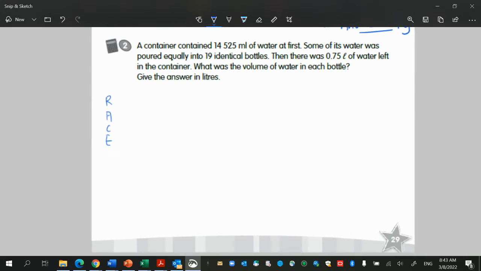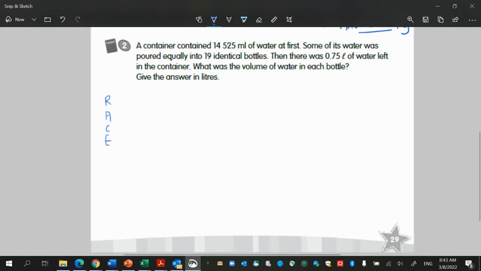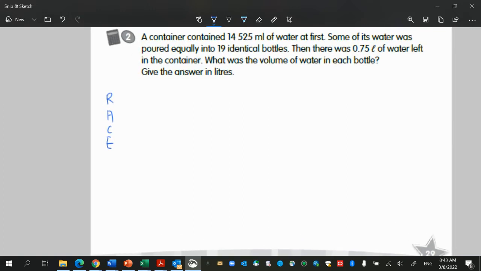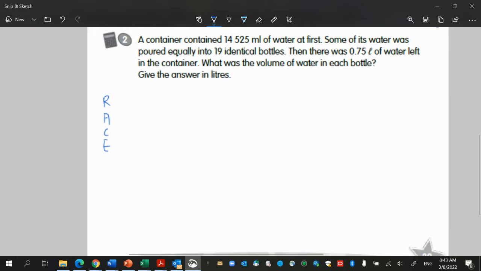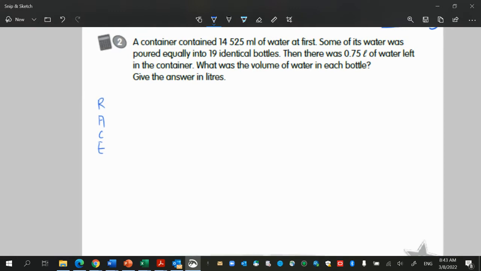Now, a container contained 14,525 milliliters of water at first. Some of its water was poured equally into 19 identical bottles. Then there were 0.75 liters of water left in the container. What was the volume of water in each bottle?